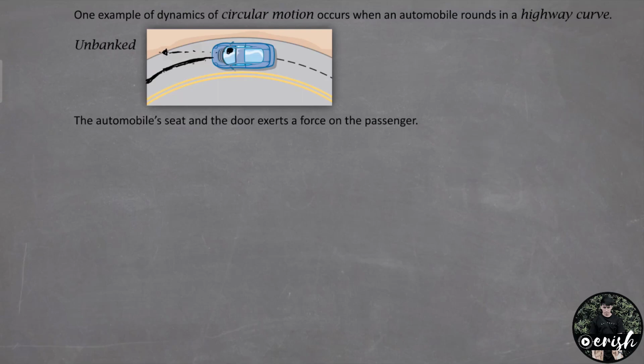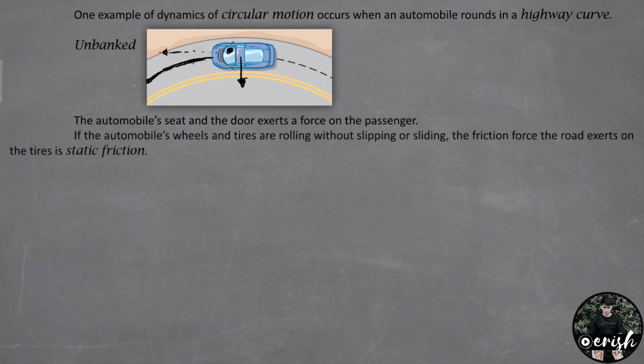And also, for the vehicle to move in a curved path, the vehicle must also have a force exerted on it toward the center of the curve. It has a force being given like that. On a flat road or on an unbanked road, this force is supplied by friction between the tires and the pavement.